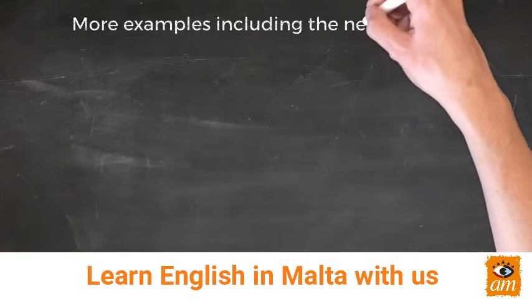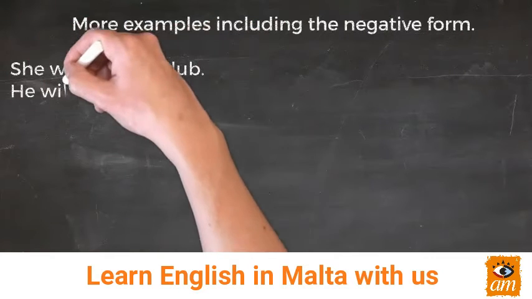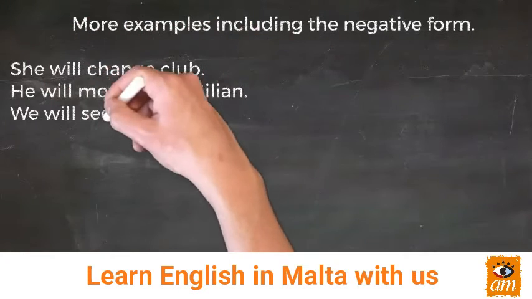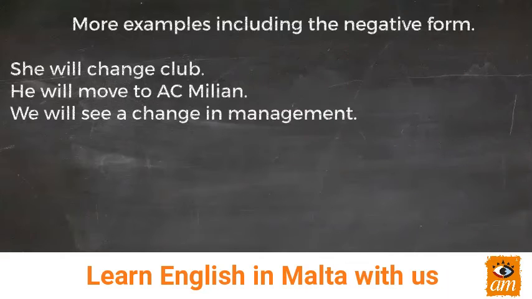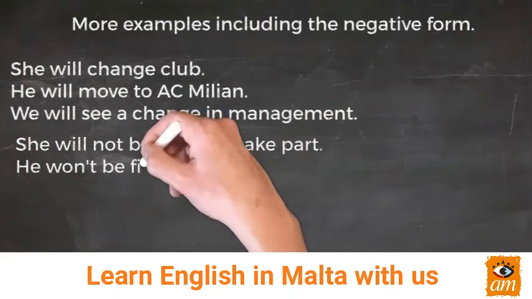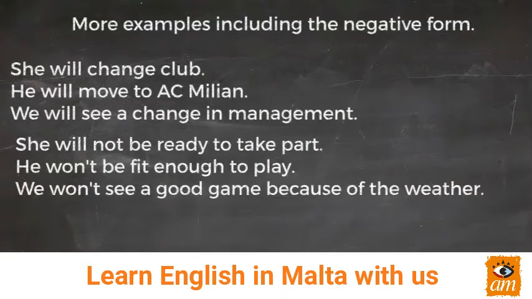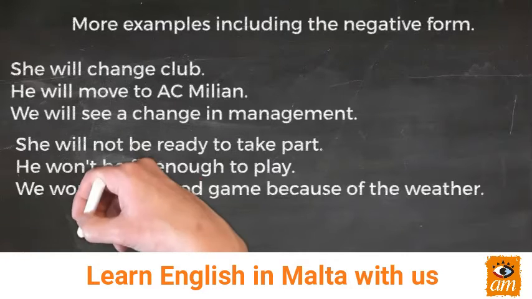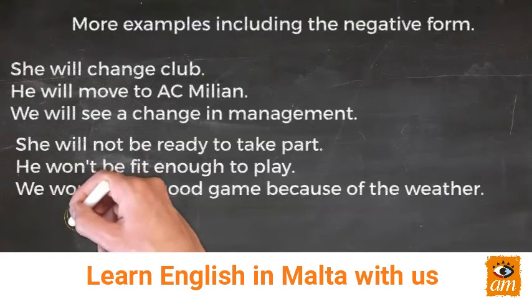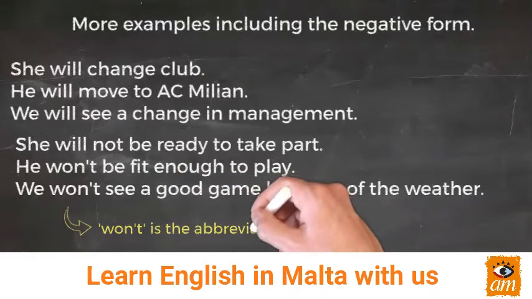Let's look at some more examples, including the negative form. We have she will change club, he will move to AC Milan, we will see change in management, she will not be ready to take part, he won't be fit enough to play, we won't see a good game because of the weather. Now, won't is the abbreviated form of will not, so it's the short form.